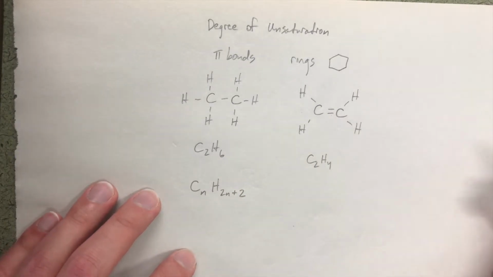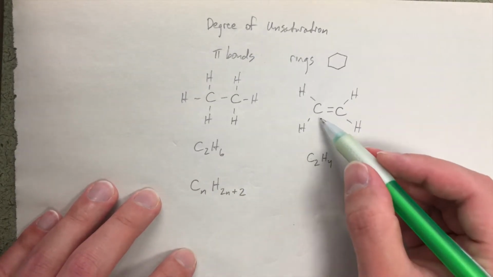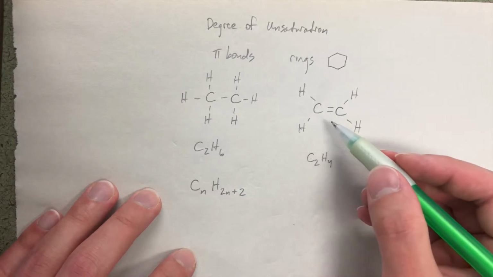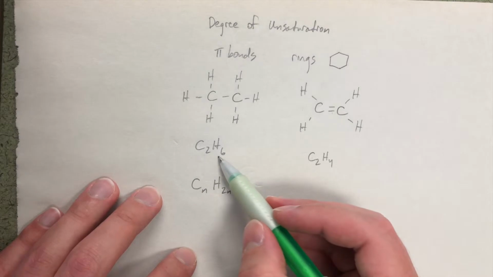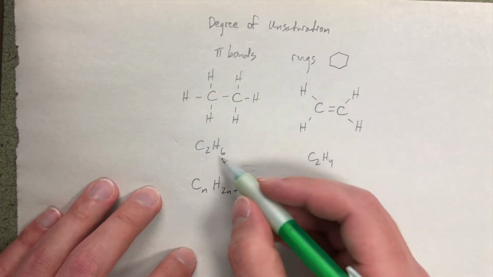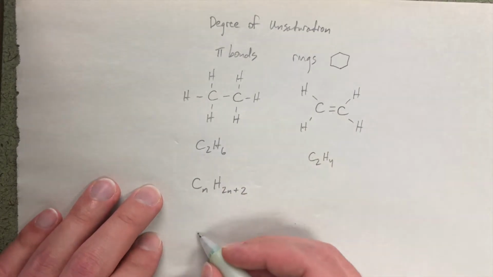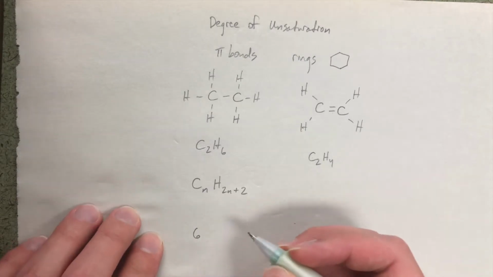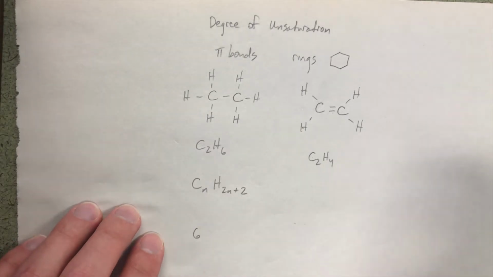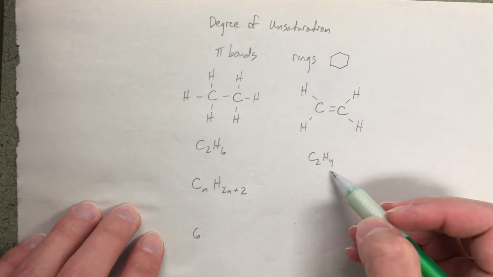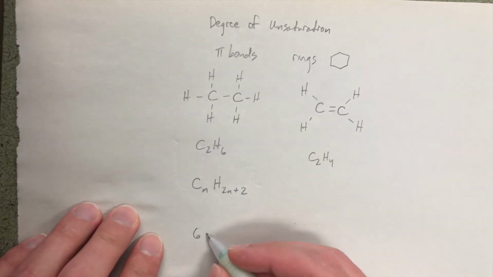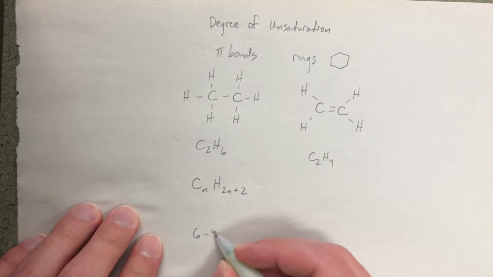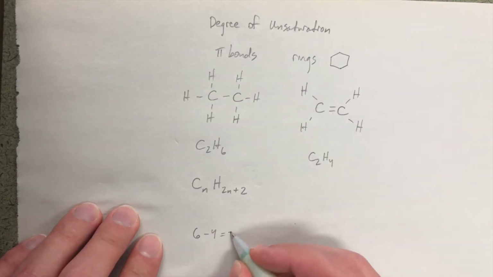And so if we want to calculate the degree of unsaturation of this molecule, in order to do that, we need to take the maximum number of hydrogens possible for a 2-carbon molecule. So we've already established that's 6. So 6 is the maximum number. And then we take the actual number of hydrogens we have for the molecule in question. So in this case, it's 4. And so we would subtract 4 from 6. And that gives us 2.